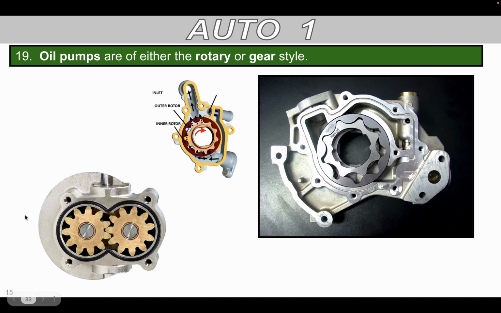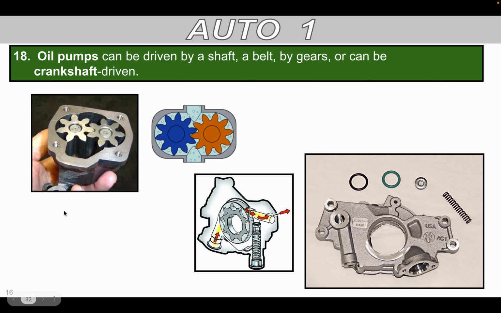All right, so there's two major designs to our oil pumps. We're going to either have a rotary, which is right there. Oh no, excuse me, that's a gear type. That's a gear. This is a rotary.